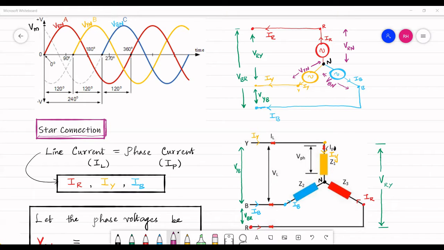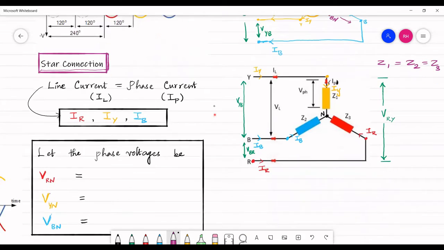And a load is said to be balanced when the load impedances along the three phases are equal. That is when Z1 is equal to Z2 is equal to Z3. So if the impedance values along all three phases are equal, then they are said to be a balanced load. Now, considering a balanced star connected system, let us analyze.